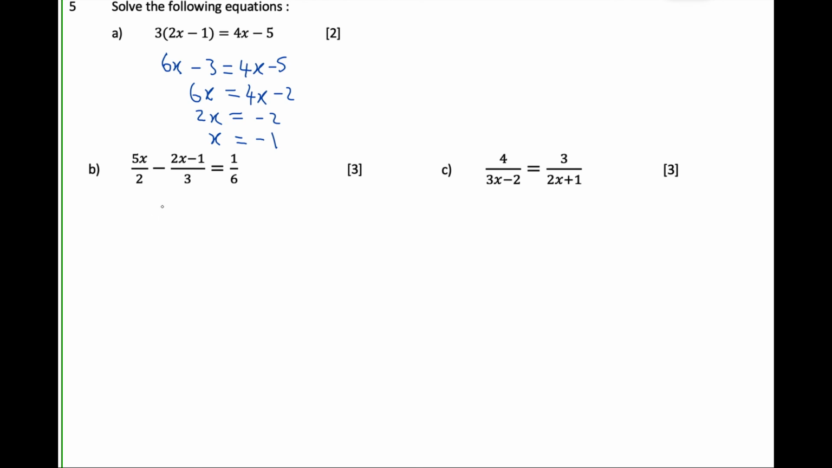Right, now we will take a look at solving fractional equations. In the first example, we have two separate fractions, and for this type of example, we can get rid of the denominators by multiplying by the LCM. LCM is 6, so we multiply by 6. We take every term multiplied by 6. In this way, we can cancel the denominators.